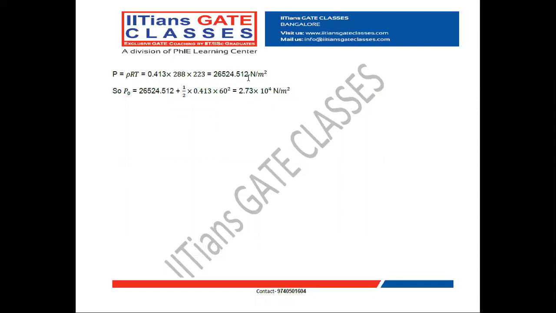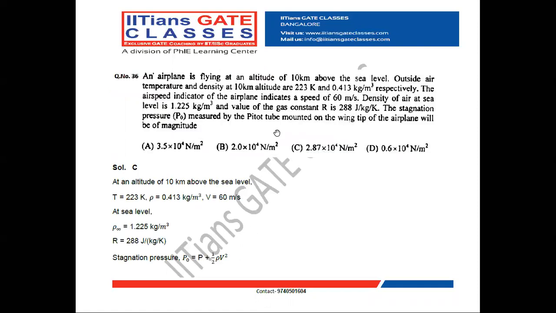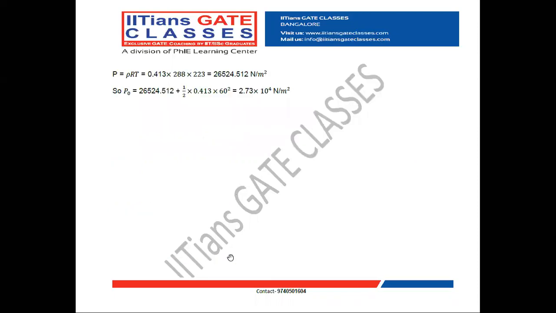26524.512 Newton per meter square. Since we already know the equivalent speed of the airplane, that is 60 meter per second, substituting here in the relation of half rho v square, we get the dynamic pressure.